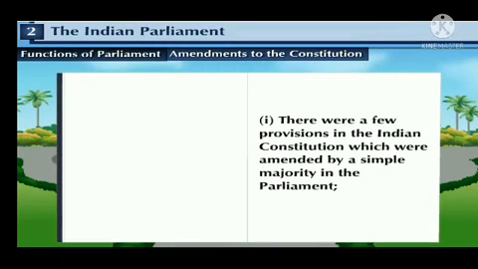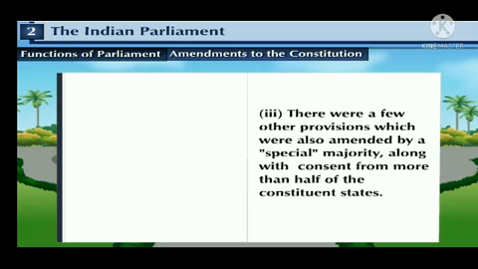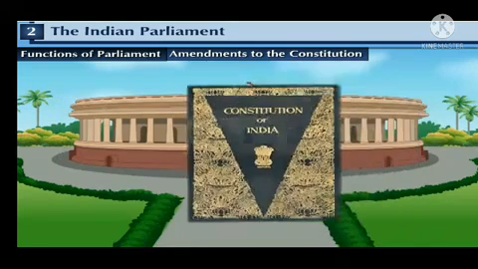They are as follows. 1. There were a few provisions in the Indian Constitution which were amended by a simple majority in the Parliament. 2. There were certain provisions which required a special majority, mostly two-thirds, in the Parliament. 3. There were a few other provisions which were also amended by a special majority, along with consent from more than half of the constituent states.